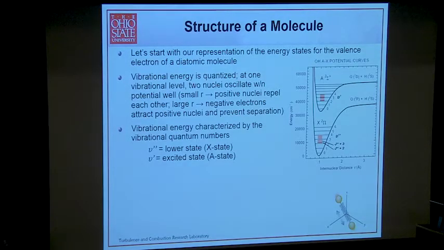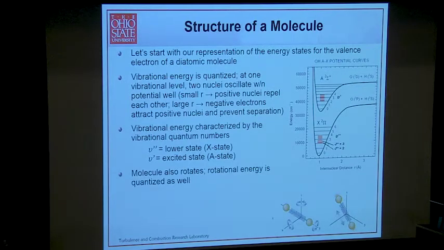So our vibrational energy is going to be characterized by the vibrational quantum numbers. V double prime is going to be our lower state, also called the X state. And then our first excited state would be V prime. And this is for OH the A state. These typically for electronic transitions will go A, B, C. They'll go up. Occasionally, there are molecules where they end up finding a lower one later, and therefore you'll find A, B, and then C. But in general, they work their way up.